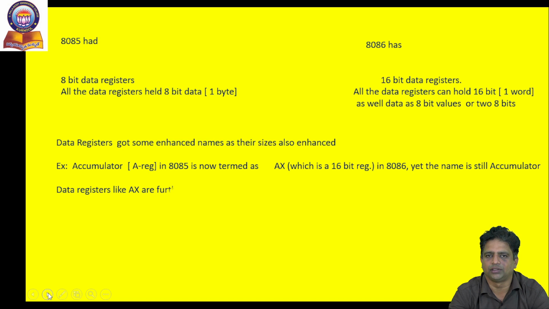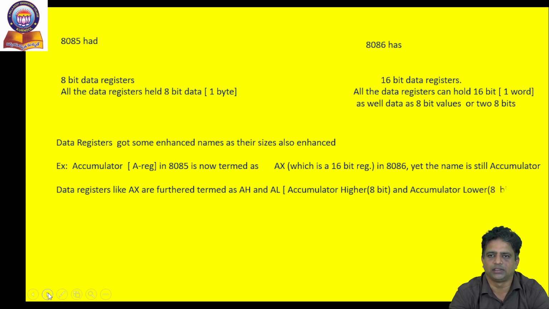Sometimes we can use the accumulator AX in two formats: 8-bit arrangements, the lower byte of the accumulator and the higher byte of the accumulator, termed AL and AH respectively. Each of these accumulator representations will be of 8-bit data capacity.